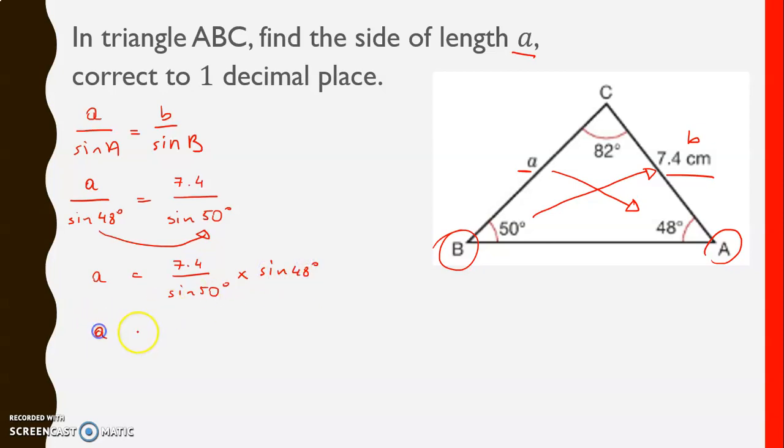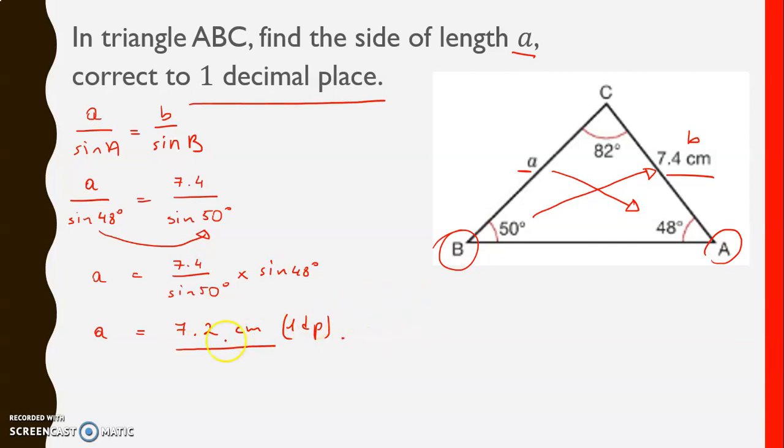So side A equals to, we input all of this in the calculator, and we should find that the answer is 7.2 centimeters to 1 decimal place. Now remember, always go back to your question, make sure you give the appropriate accuracy.